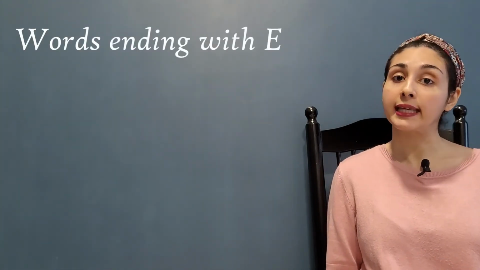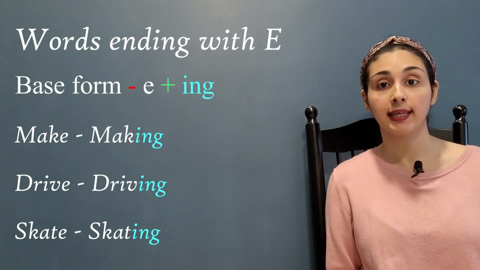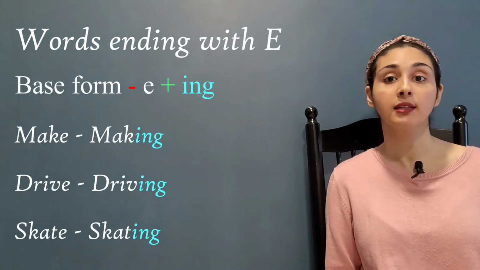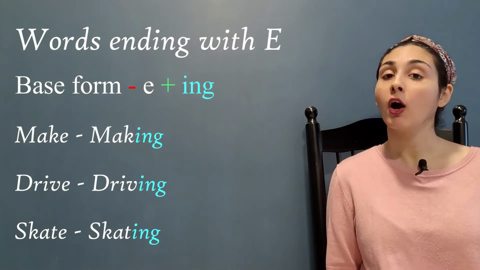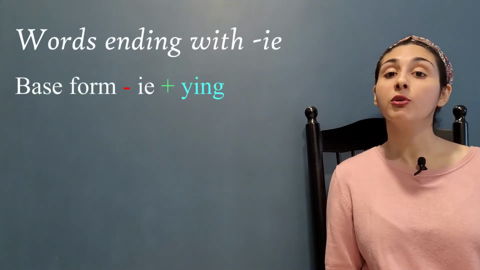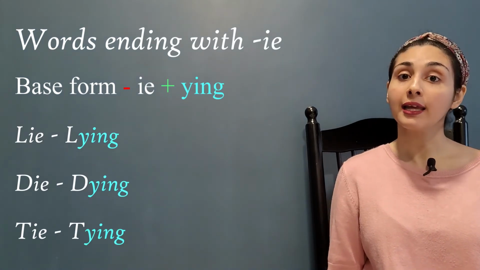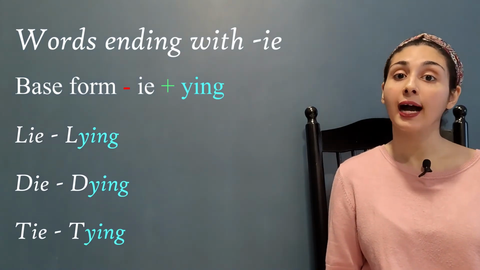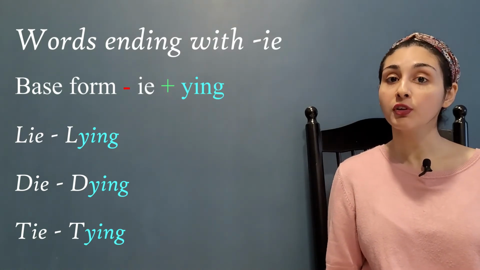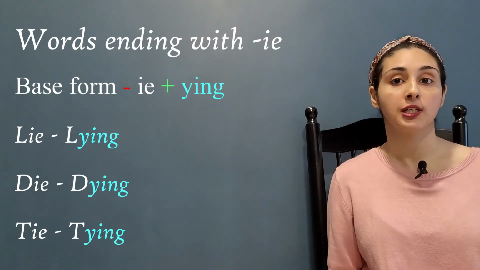If a verb ends with e, we remove the e and add ing. So make becomes making, drive becomes driving, skate becomes skating. All three of them we've removed the e and added ing. If a verb ends with ie, we remove the ie and add ying. So lie becomes lying, die becomes dying, tie becomes tying. So all three of them we have removed the ie and added ying.